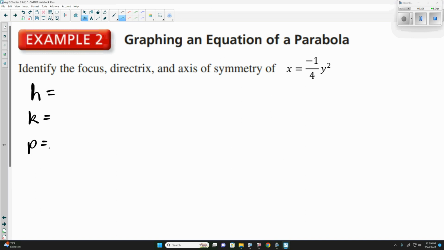This first problem here, you do need to change the equation because it was negative 4x equals y squared. I want you to rewrite it as x equals negative 1 over 4 y squared.